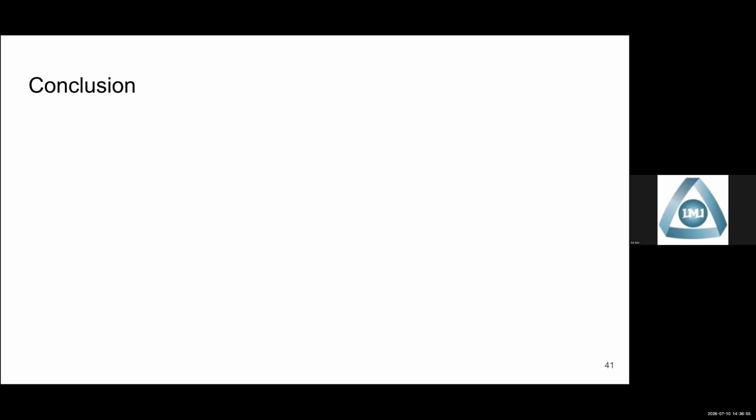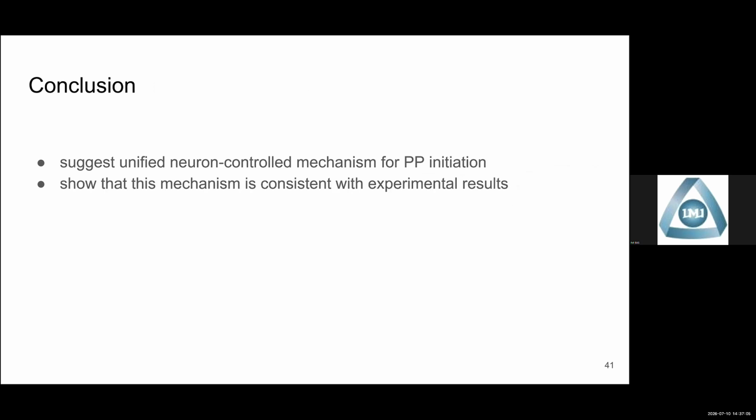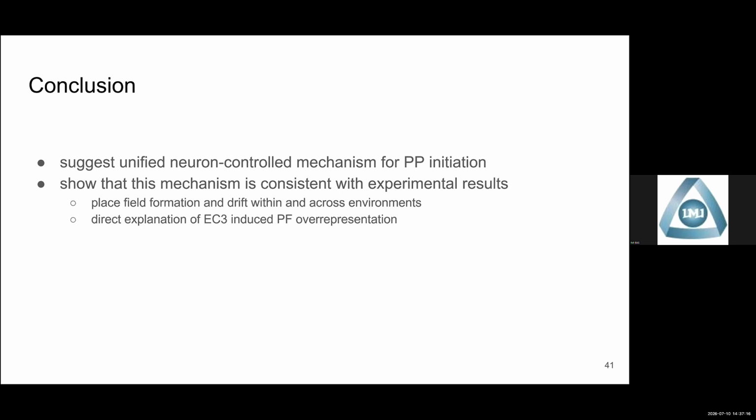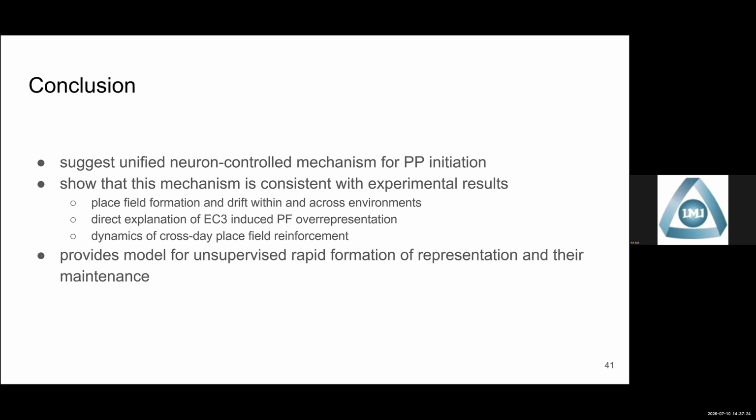Okay. So, with this, I want to come to the conclusion. I suggested here a unified neuron-controlled mechanism for PP initiation. The idea here is that the activity of the neuron to some extent can control the plateau potential onset. I showed that the mechanism is consistent with experimental results regarding the place field formation and drift. It can explain place field overrepresentation and also dynamics of cross-day place field reinforcement. And thereby the model provides an unsupervised mechanism for rapid formation of representations and their maintenance.